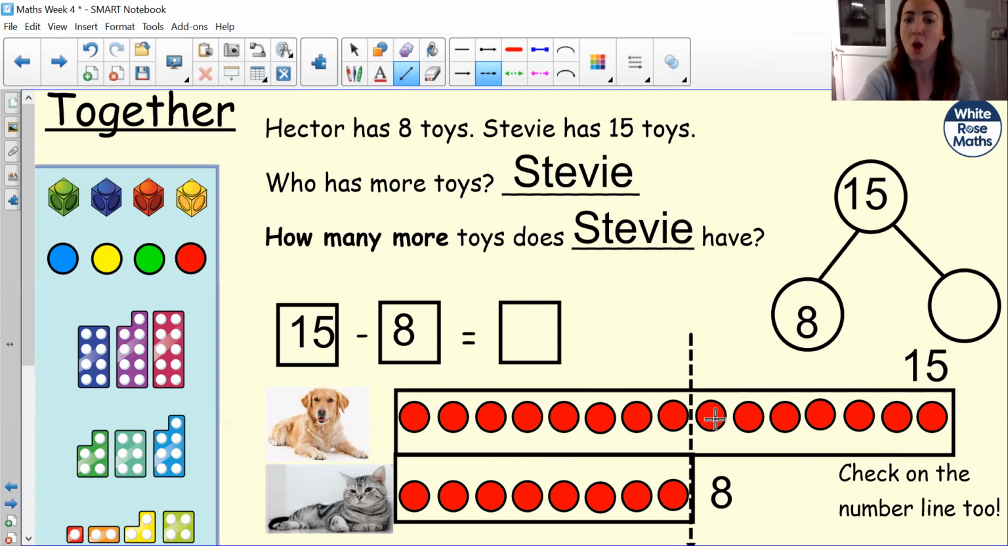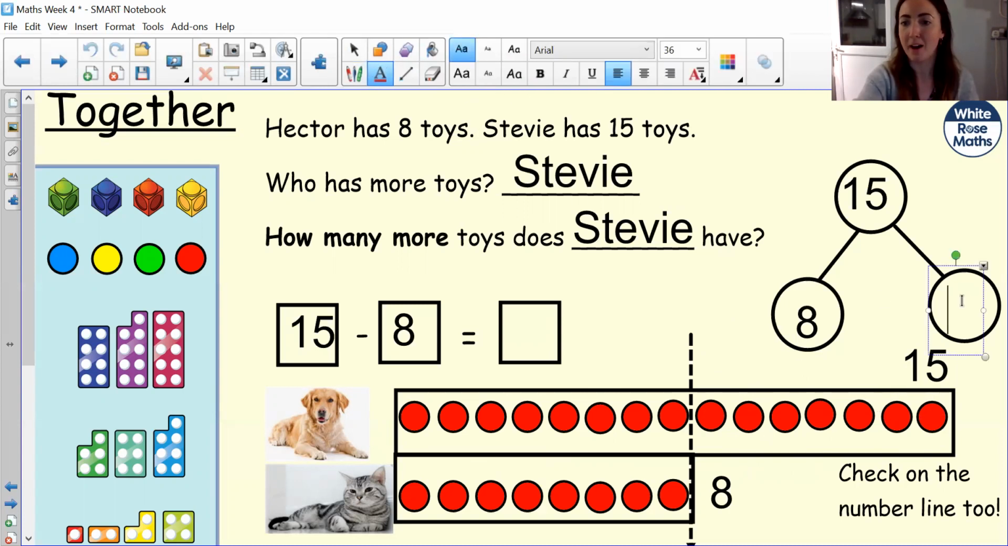So let's count them. 1, 2, 3, 4, 5, 6, 7. So the other part is 7. 15 subtract 8 equals 7. So how many more toys does Stevie have? Stevie has 7 more toys.